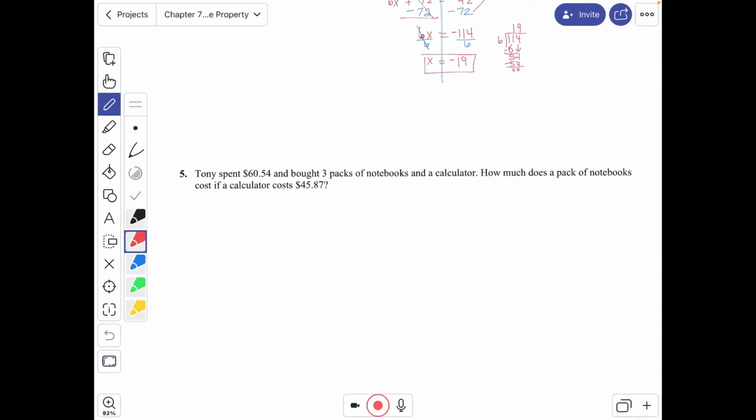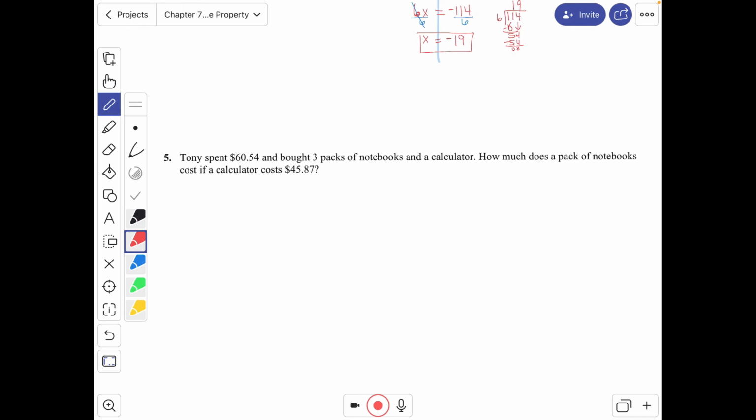And you have a word problem. It says Tony spent $60.54 and bought 3 packs of notebooks and a calculator. How much does a pack of notebooks cost if a calculator costs $45.87? He spent $60.54. So that's the total. He bought some notebooks and a calculator.